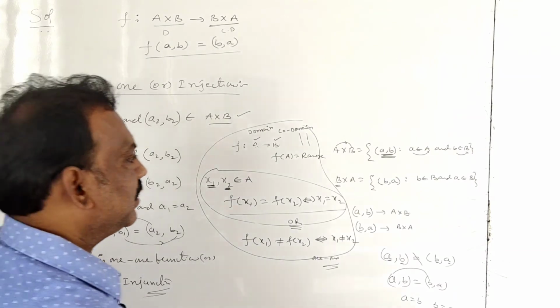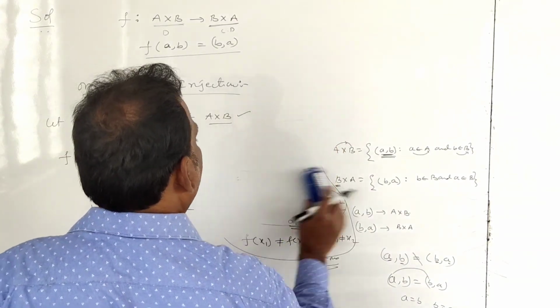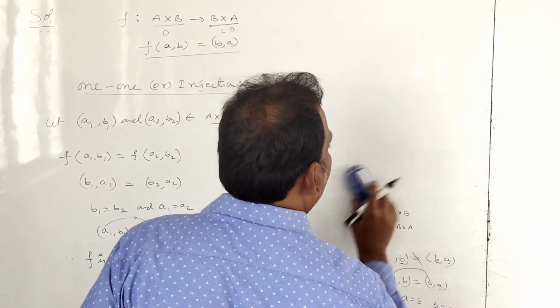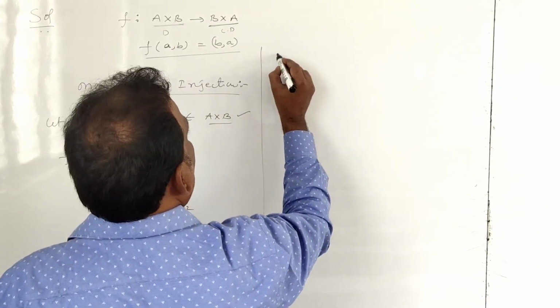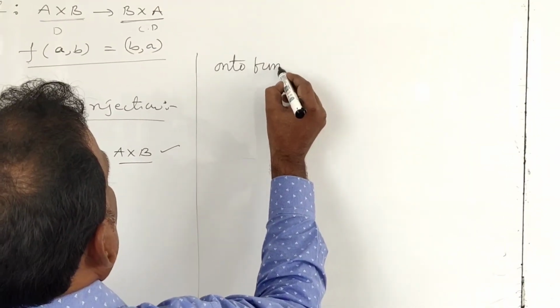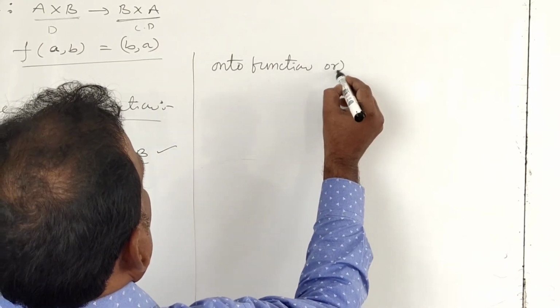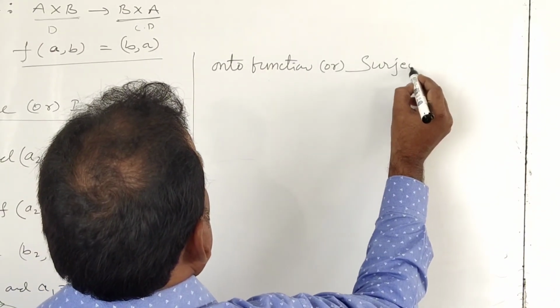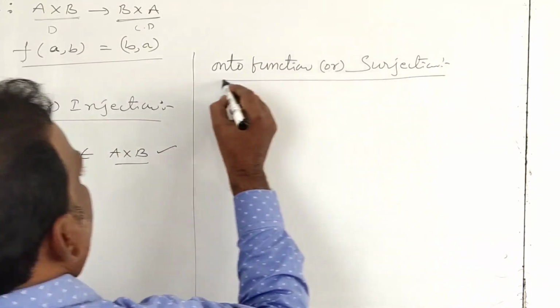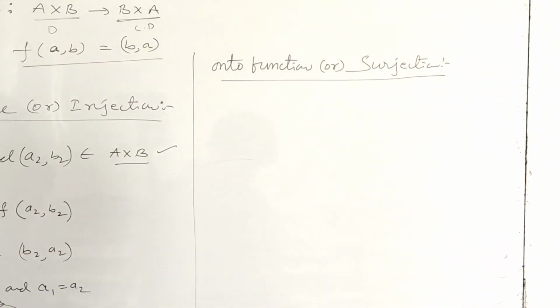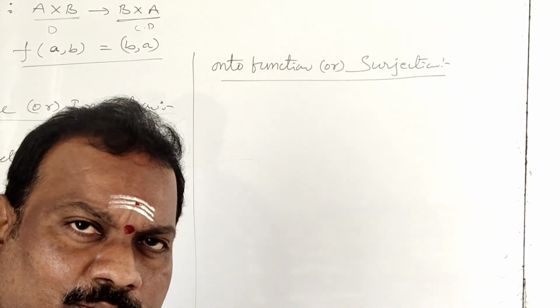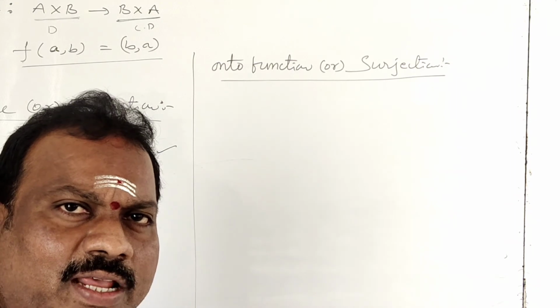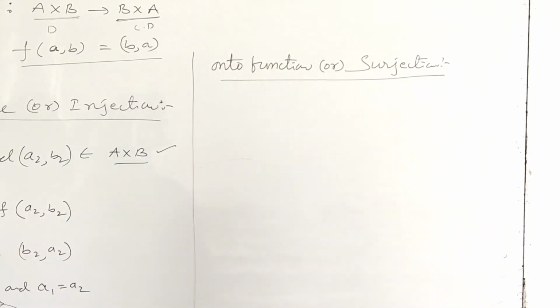Now we have to check the onto function or surjection. If it obeys that also, then we will agree it is a bijection. Correct, students? Right. Now I am checking onto function or surjection. What is meant by onto function? You just recall the definition: for every y belongs to B, there exists at least one x belongs to A. What does it mean? Range is equal to codomain. For each element of set B, there must be a pre-image, at least one pre-image in set A.